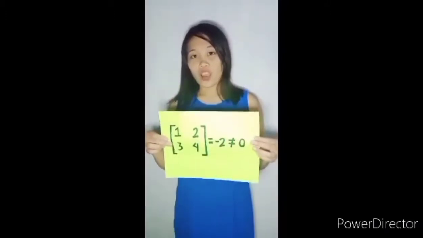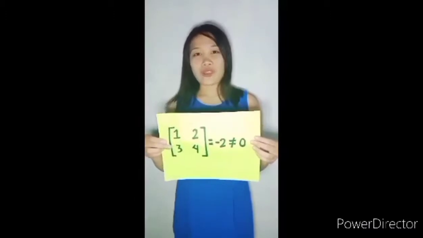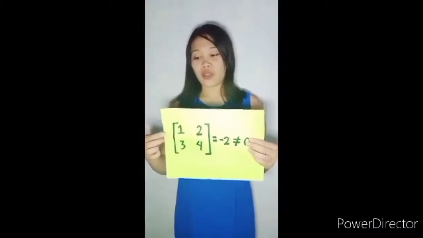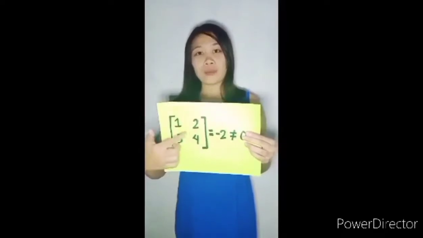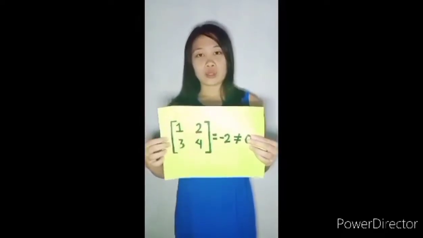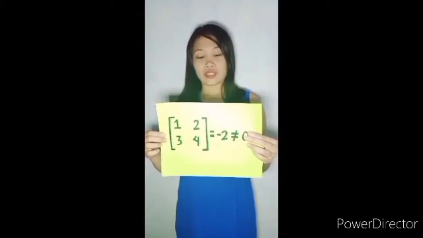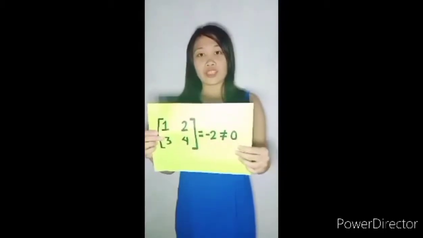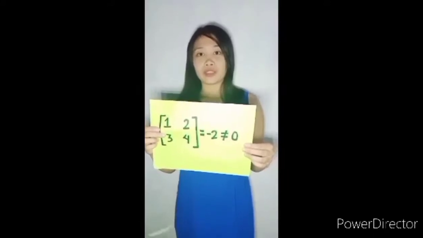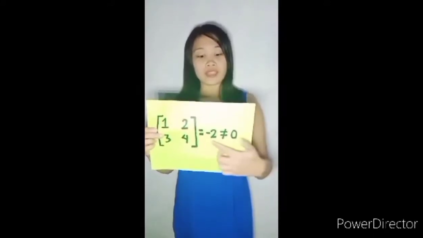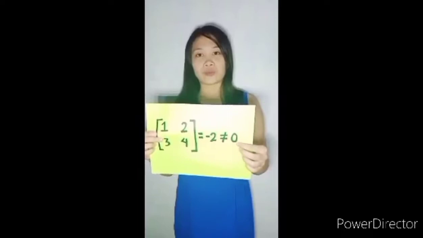So to find the determinant of an invertible matrix, we have an example of 1, 2, 3, and 4. So we can use the diagonal method, which is 1 multiplied by 4 is equal to 4 minus 3 multiplied by 2 is equal to 6. So 4 minus 6 is equal to negative 2. Negative 2 is not equal to 0. So we can conclude that this matrix is invertible or non-singular because negative 2 is not equal to 0.